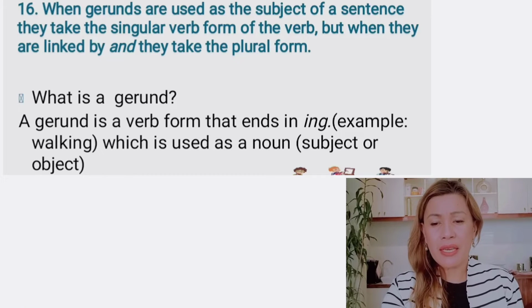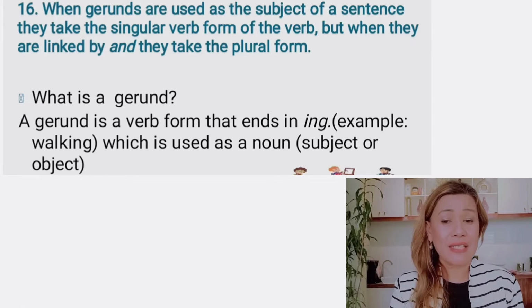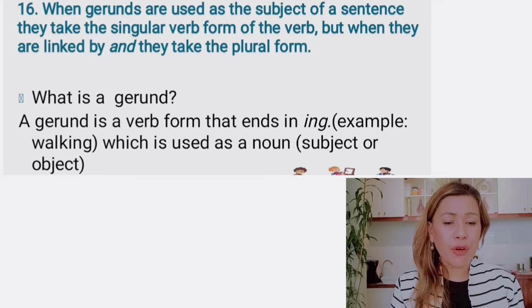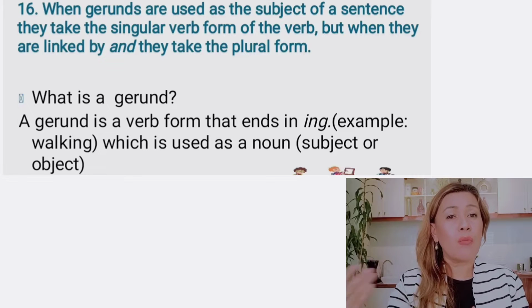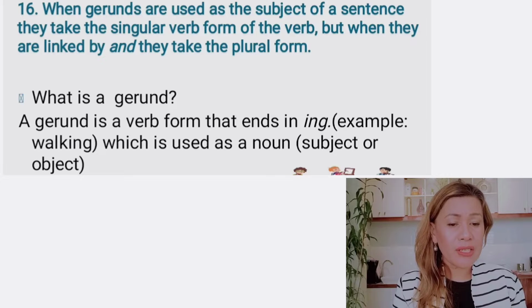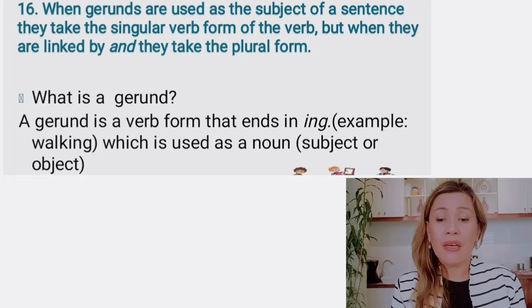Rule number 16 in subject-verb agreement says, when gerunds are used as the subject of a sentence, they take the singular verb form of the verb. But when they are linked by and, meaning you have more than one gerund, then your subjects will take the plural form of the verb.